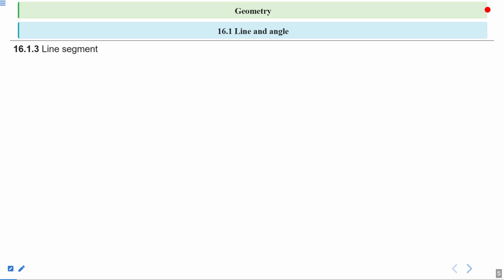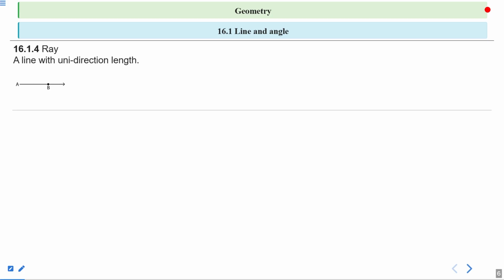Line segment. A line with a fixed length is called a line segment. So PQ is a line segment. Ray. What is a ray? A line with unidirectional length is called a ray. So we can say that from point A to B, moving in one direction, is called a ray.